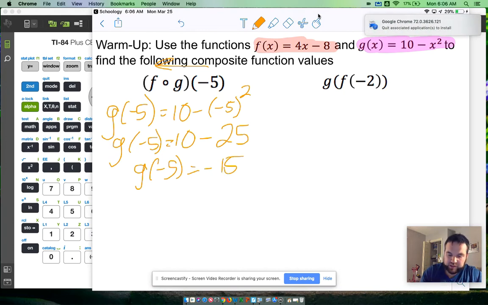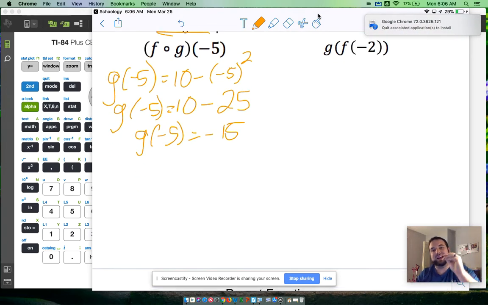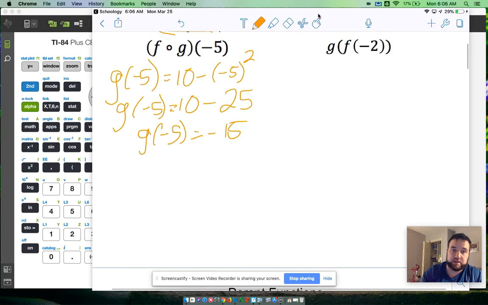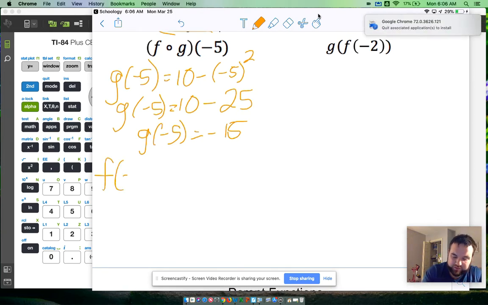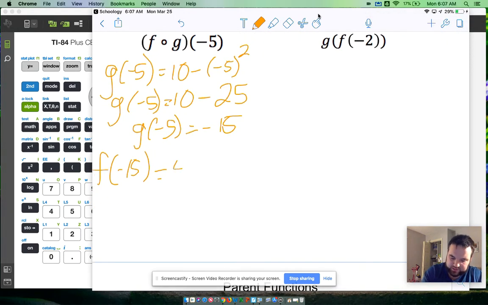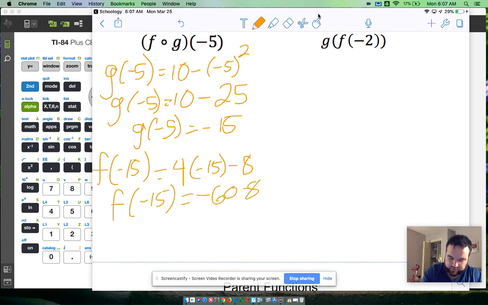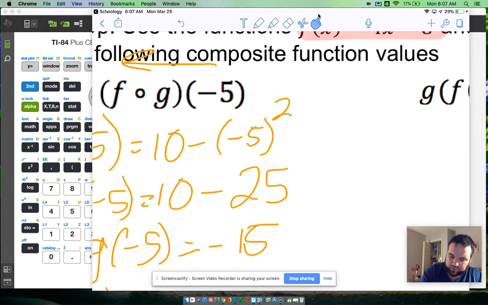Okay. So now with the composition, I'm going to take the output of the first function, and that becomes the input for the second. So now I need to find what f of -15 is. The f function tells me to do 4x minus 8. So 4 times -15 minus 8. That is -60. Take away 8 more, so we get -68. So this value, f of g of -5, is equal to -68.